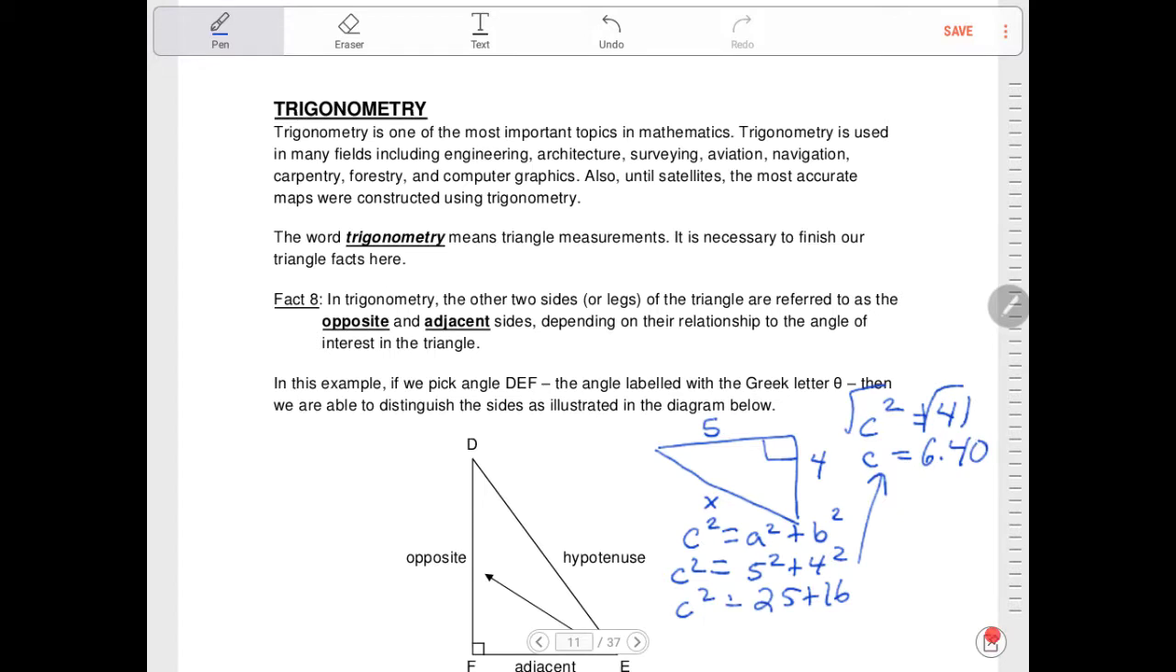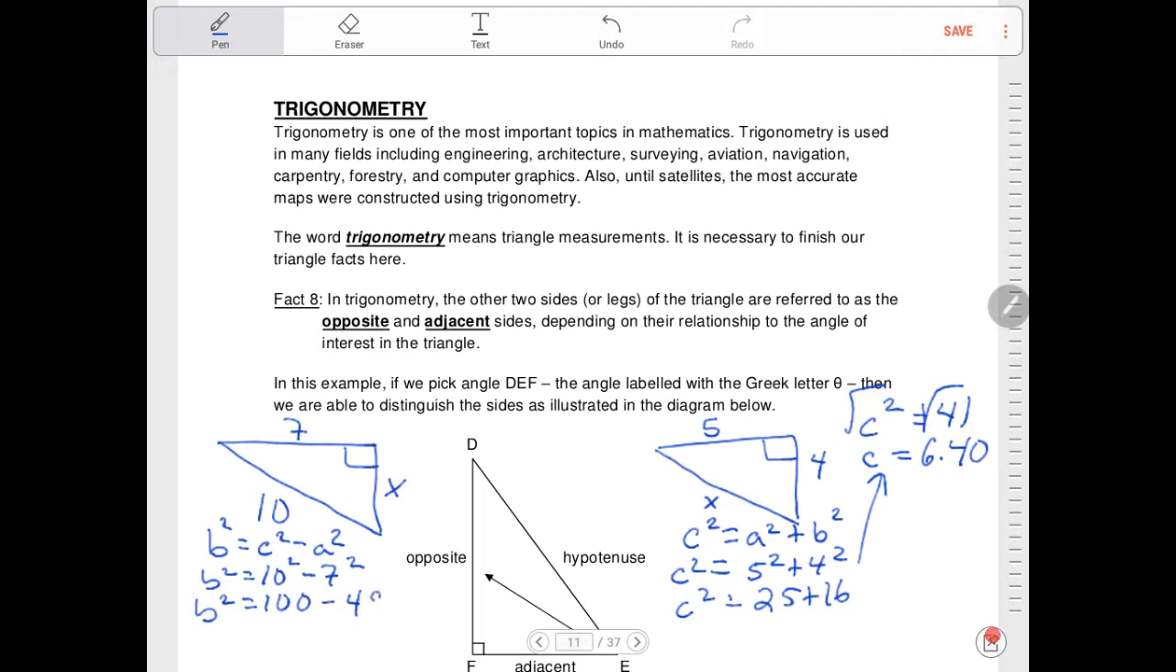Recall there was another situation where you can use Pythagoras' theorem, when you are given the hypotenuse. Let's go, I don't know, 10. And you want another side. So in this case, we do have a missing side, but we have the hypotenuse. So remember, we use this form, b squared equals c squared minus a squared. B squared equals 10 squared minus 7 squared. B squared equals 100 minus 49.